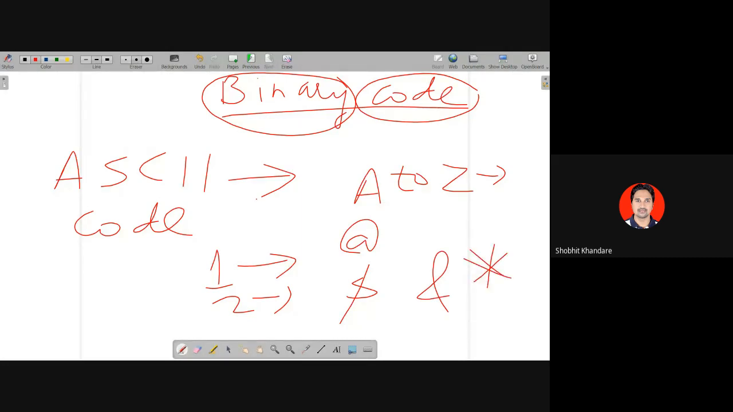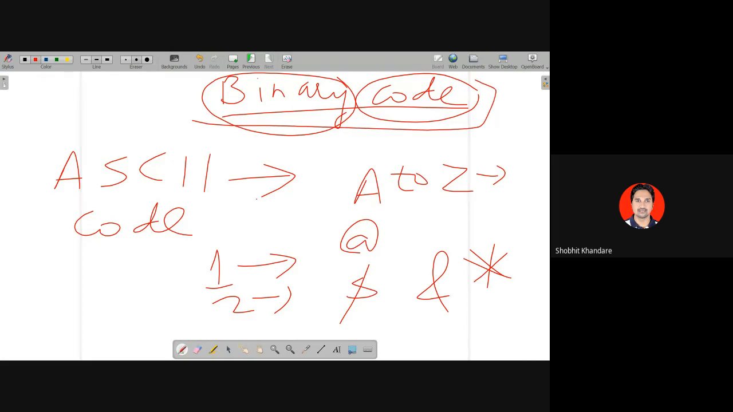So whatever you see, you know, your computer processes the data, and the processing of the data will happen only in the form of ones and zeros. So to do that processing, every character, every number, every letter, every alphabet will have its corresponding ASCII code. Okay. So you understood what a binary code is.